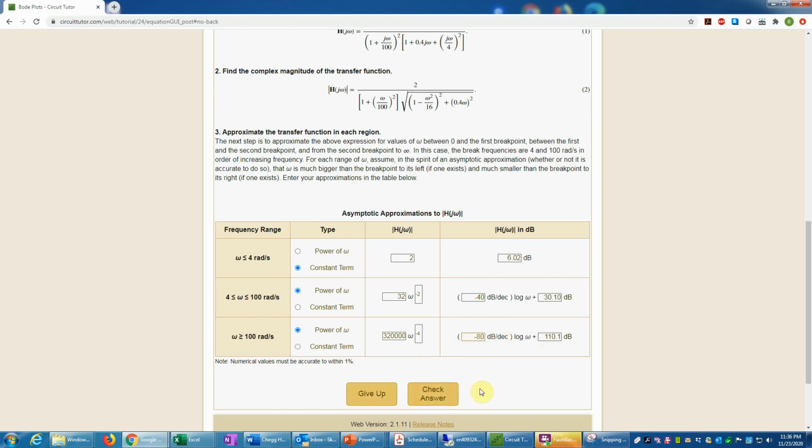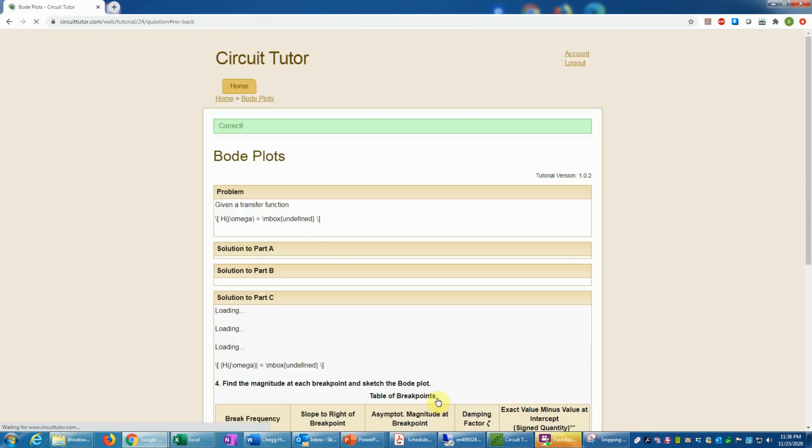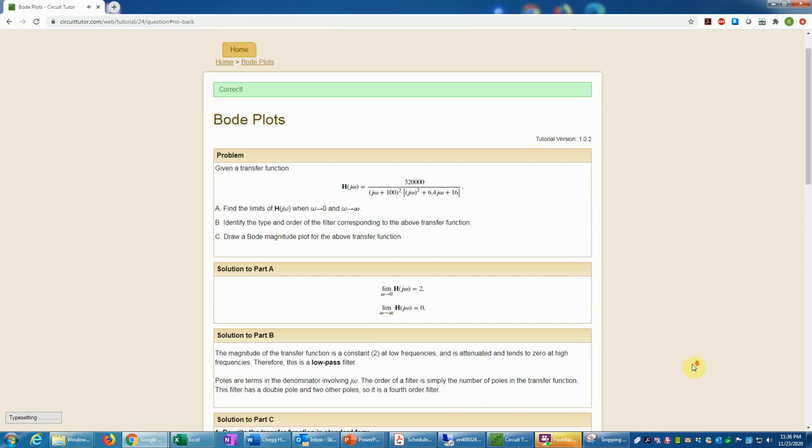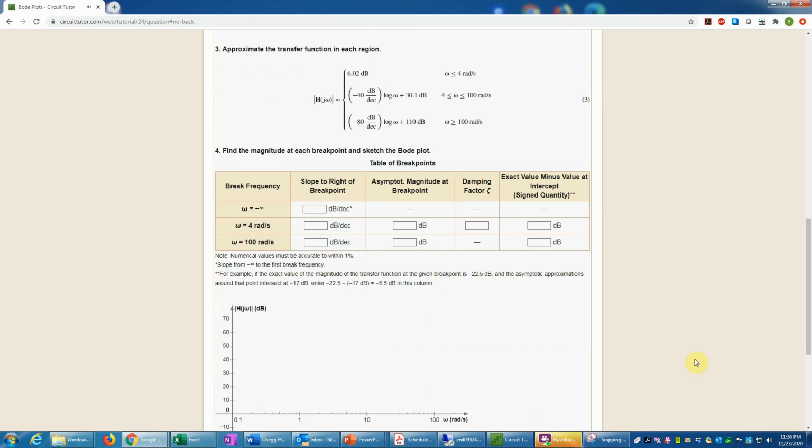Okay, so that's the values, and now we'll check that. I hope that's all correct, and it is. Okay, so now those asymptotic approximations have been printed on here. They've been rounded off slightly, but that should still be adequate for our purposes. Okay, so now the next task is to fill in this table here, which contains the magnitude and actually the slope to the right of each breakpoint, and then we're going to use that to sketch the Bode plot.